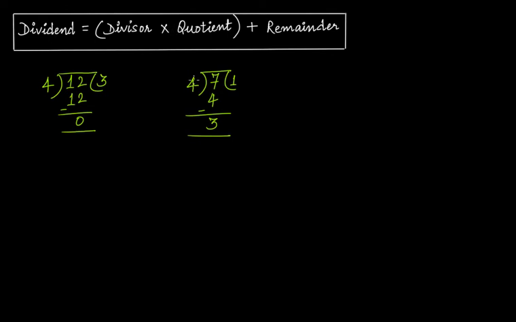Okay. 7 divided by 4, so 4 is the divisor, 7 is the dividend, 4 times 1 is 4, and then 3. So 1 is the quotient, 3 is the remainder. So dividend 7 is equal to 4 multiplied by 1 plus 3 will give you 7 is equal to 7. That's the basic mathematics that we should know.